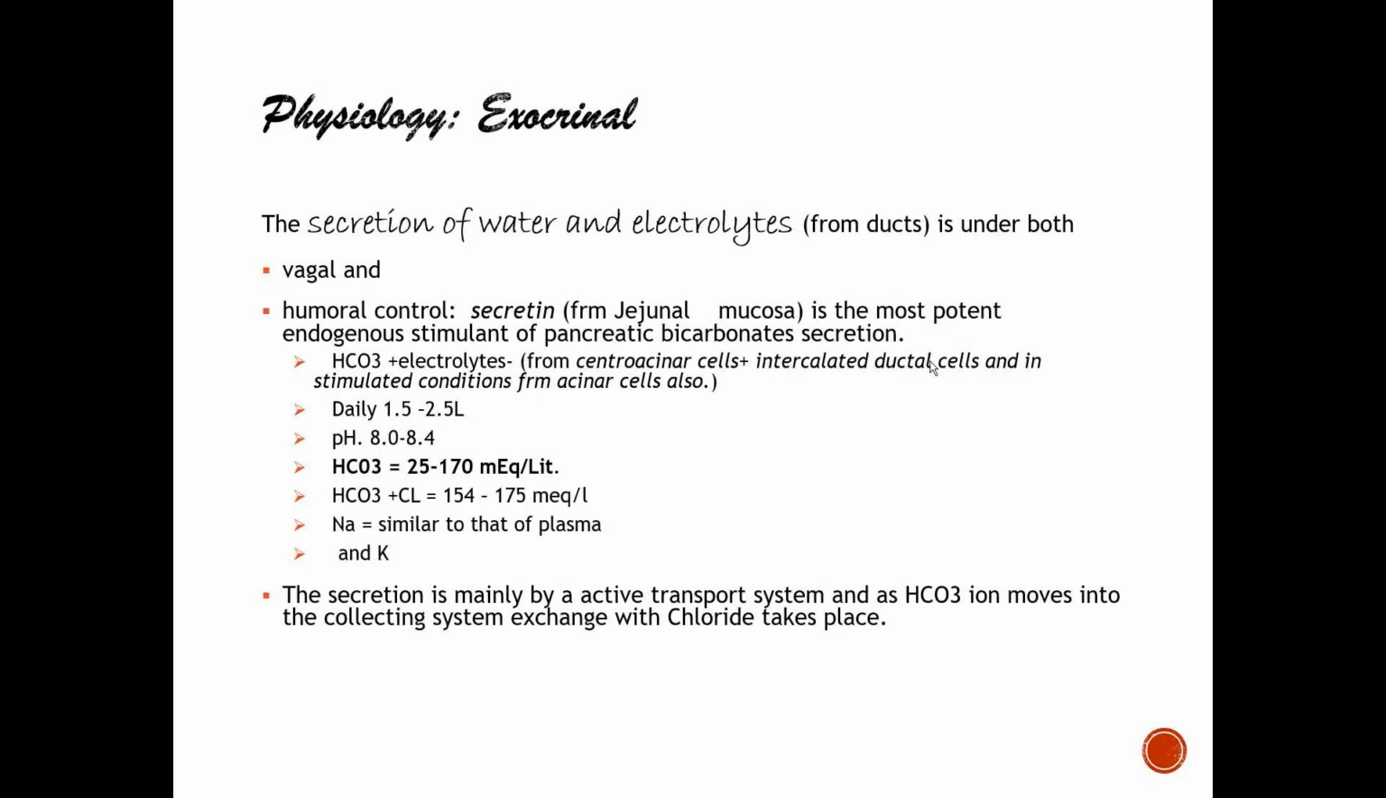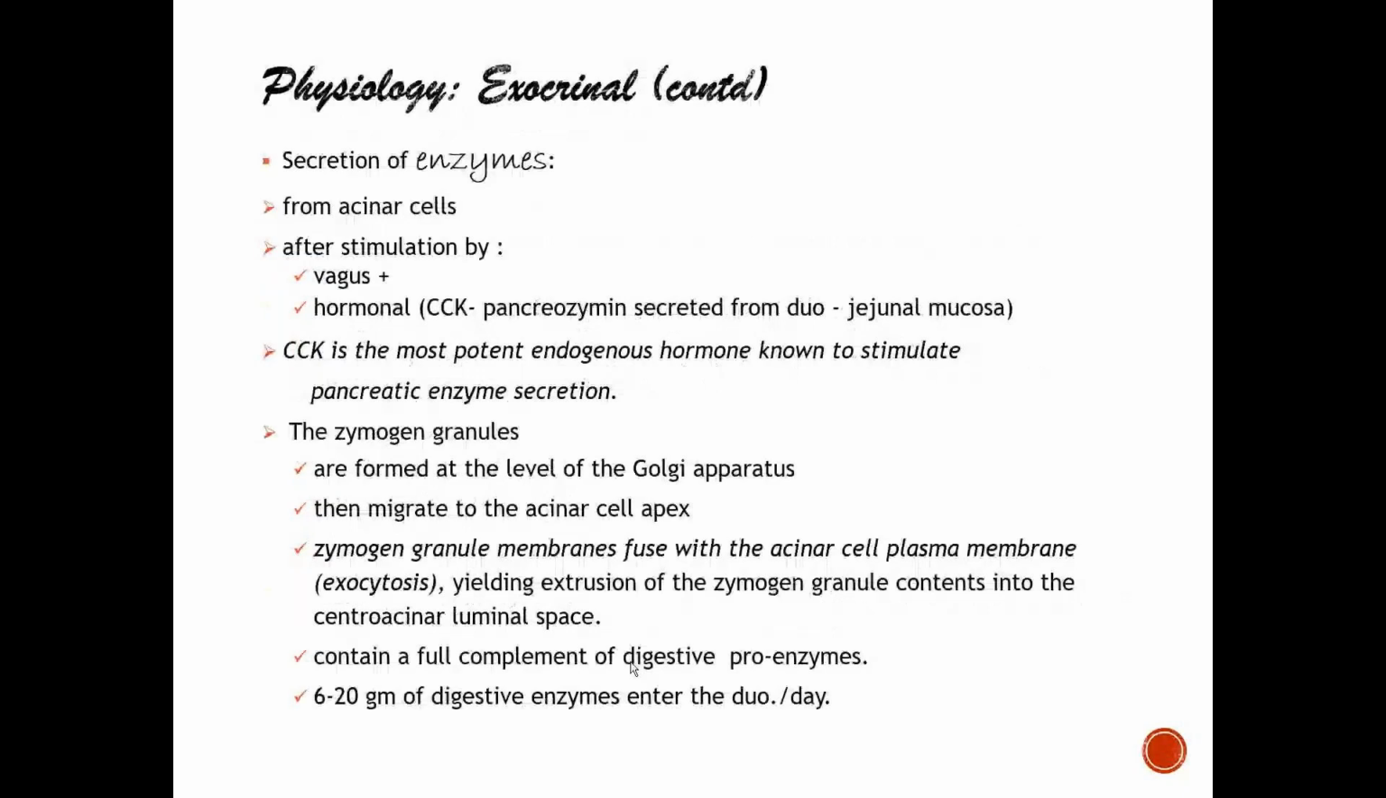So daily about 1.5 to 2.5 liters of pancreatic juice. The pH, as we just told you, is 8.0 to 8.4. The bicarbonate content is very high, anywhere between 25 to 170 milliequivalents per liter. Sodium is similar to that of plasma. The secretion is mainly an active secretion, an active transport system which exchanges chloride with bicarbonate. Let's not go into more details. That is enough for you to understand. The second component, apart from the water and alkali, is now the enzymes.